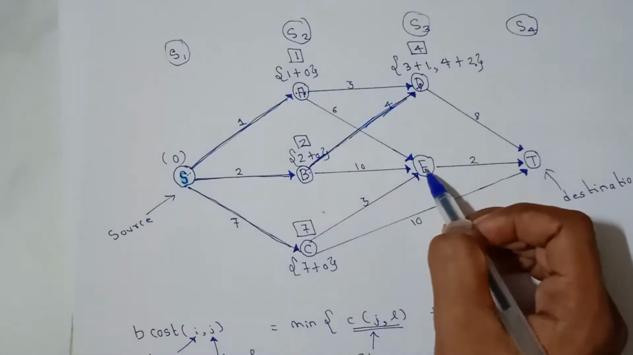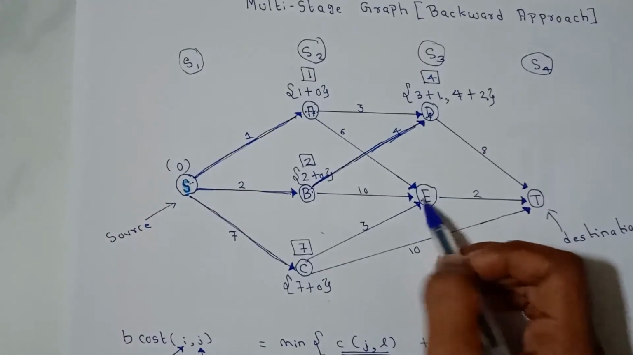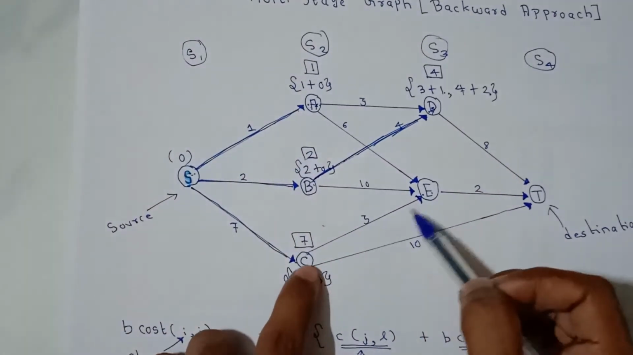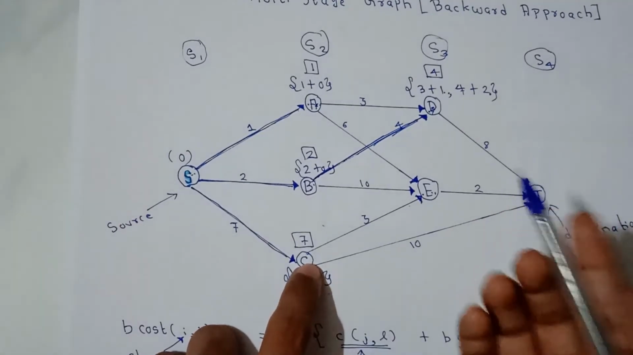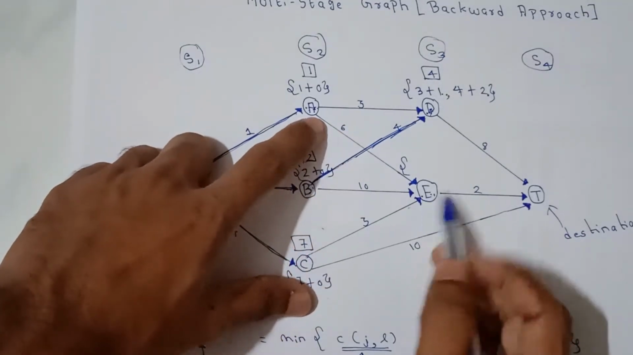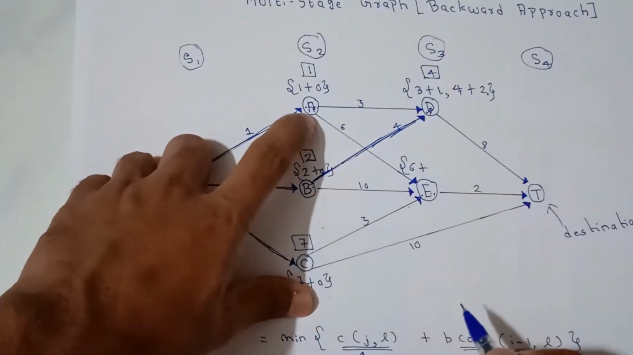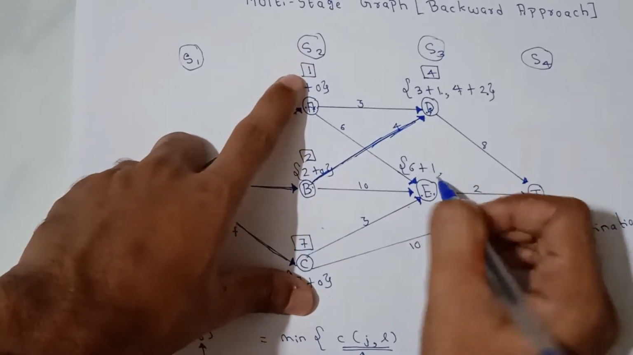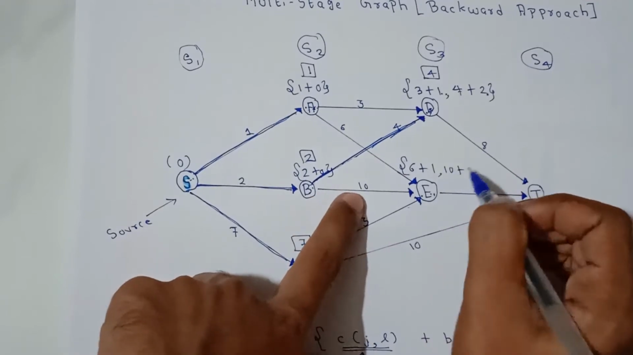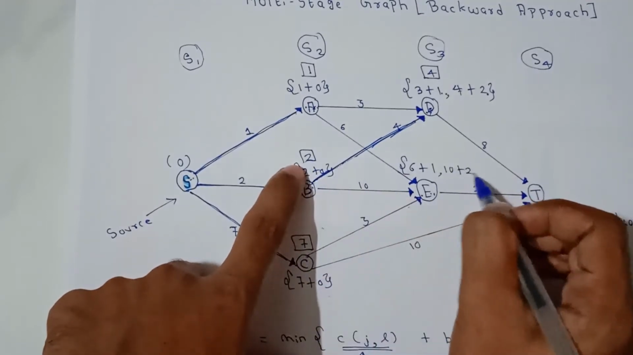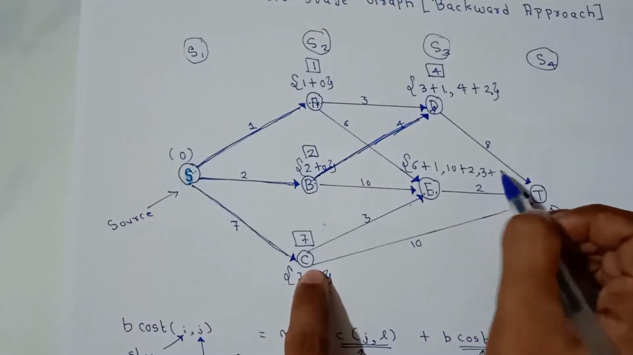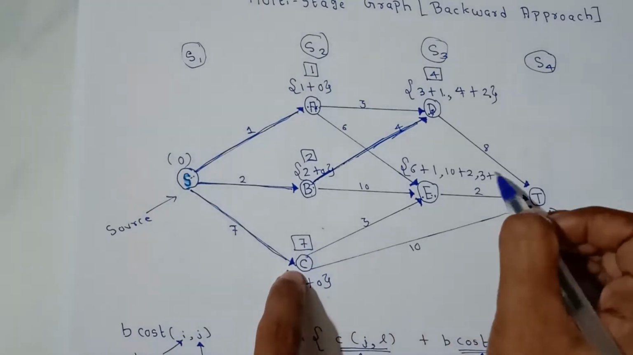So now for reaching node E, we have three paths, that is from A to E, B to E, and C to E. So we have to choose the minimum cost path, right? For that, the edge cost between A to E is 6 plus the cost of node A, which is 1, comma, the cost of the B to E edge is 10 plus the cost of node B, which is 2, comma, the cost of the C to E edge, that is 3, plus the cost of node C, that is 7, right?